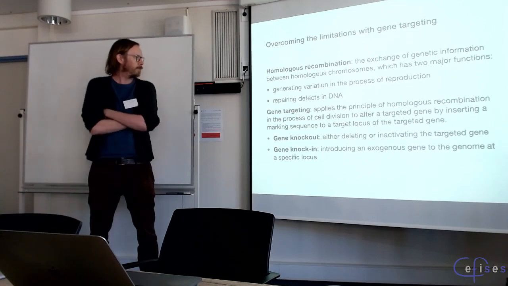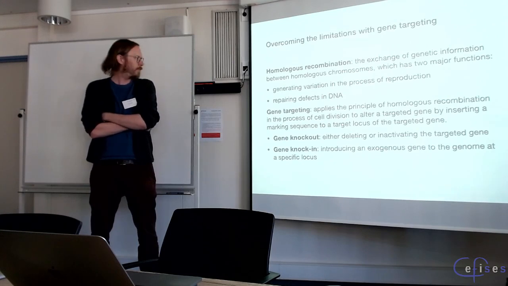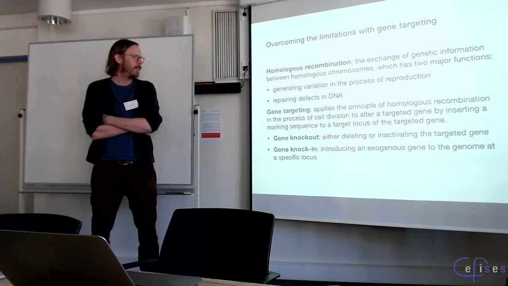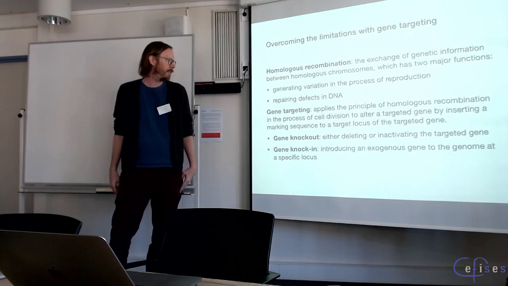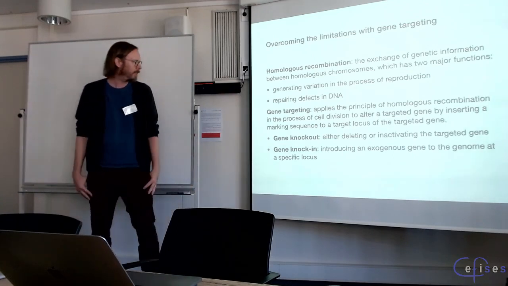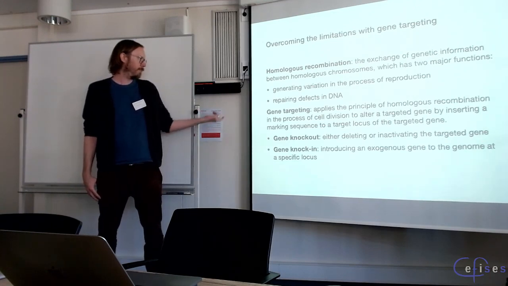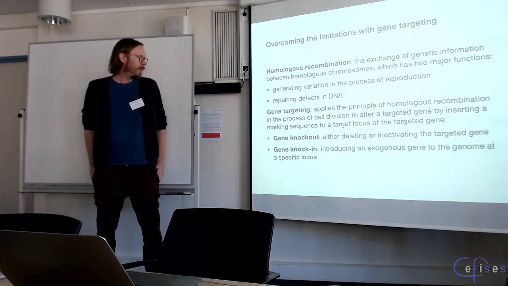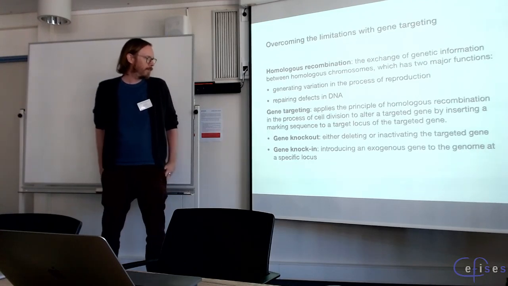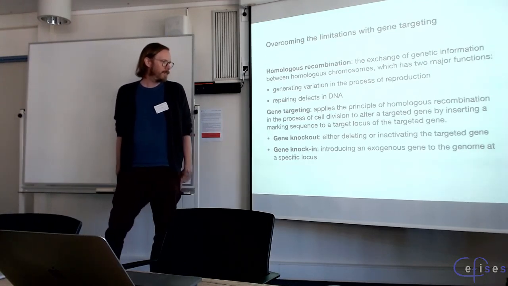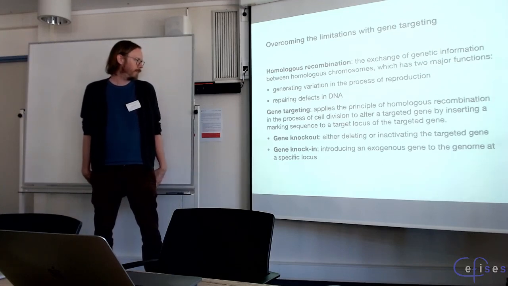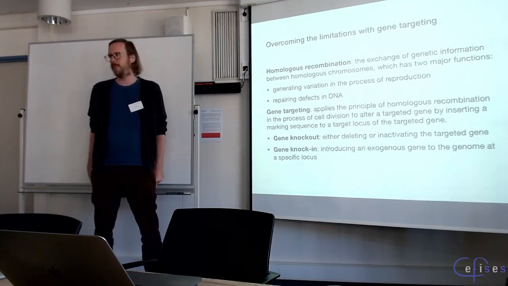So there's gene targeting, and this makes use of homologous recombination, which is the exchange of genetic information between homologous chromosomes, and it has two major functions, generating variation in the process of reproduction, and also repairing defects in DNA. And then gene targeting makes use of this principle of homologous recombination in the process of cell division to alter a targeted gene by inserting a marking sequence to a target locus of the targeted gene.